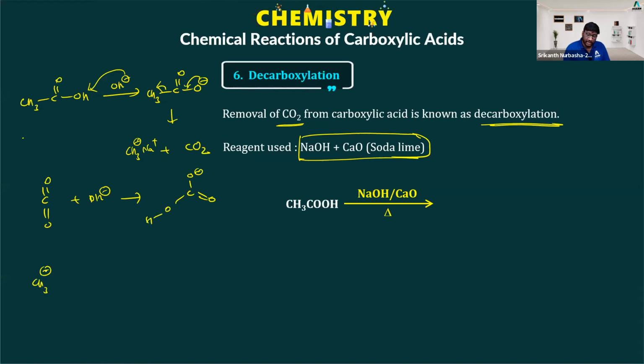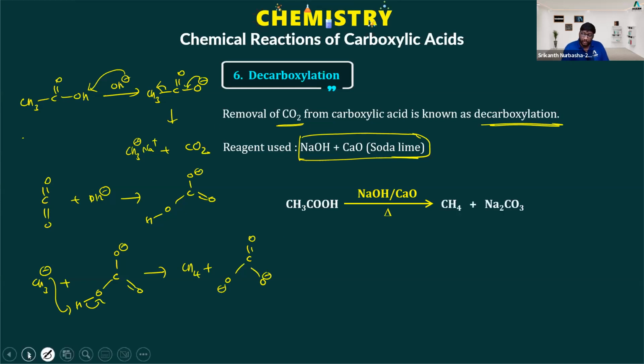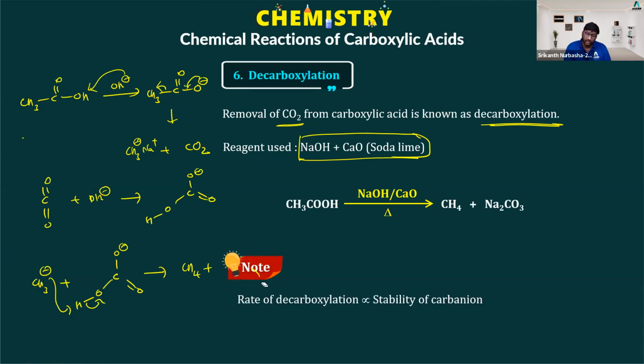CH3 minus will react with HO-C(=O)-O minus. CH3 minus will pick up this proton, and the OH electron pair is given to oxygen, generating CH4 plus CO3 2 minus. That means the carbon dioxide is removed in the form of CO3 2 minus ion. The carbon from the respective carboxylic acid is removed as CO3 2 minus, that is, Na2CO3 is going to be formed. Rate of decarboxylation is directly proportional to stability of the carbanion, and this was the mechanistic approach.